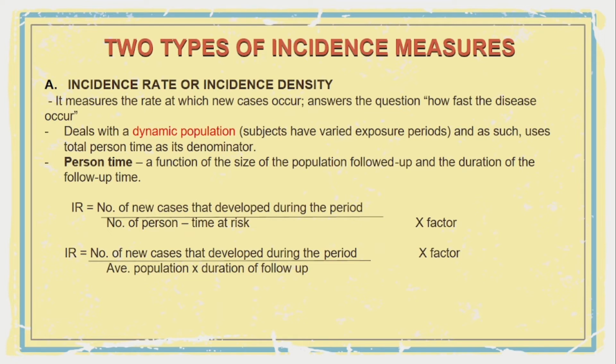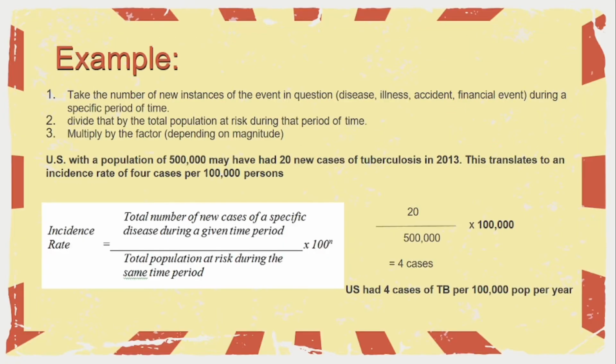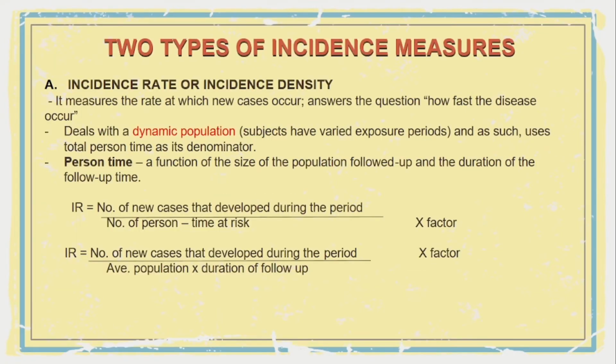Okay? Incidence rate deals with a dynamic population. Subjects have varied exposure, meaning dynamic population, meron silang iba't ibang exposure period, and as such it uses total person-time as its denominator. What is person-time? Person-time is a function of the size of the population followed up and the duration of the follow-up time. We have two examples on getting your incidence rate. We have two types.